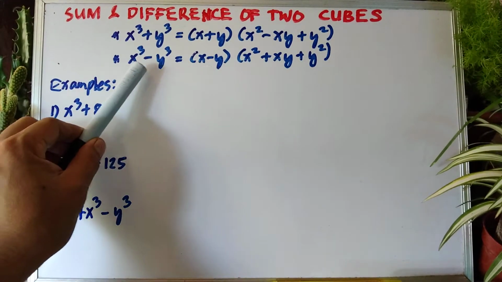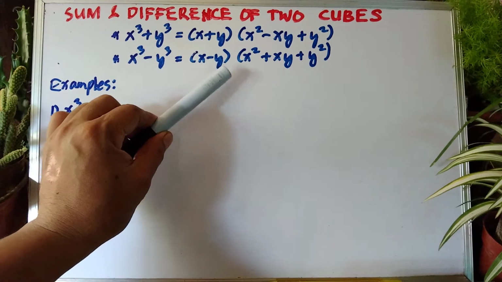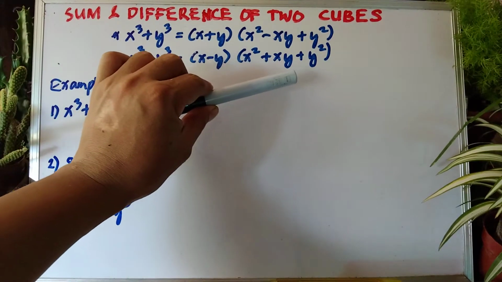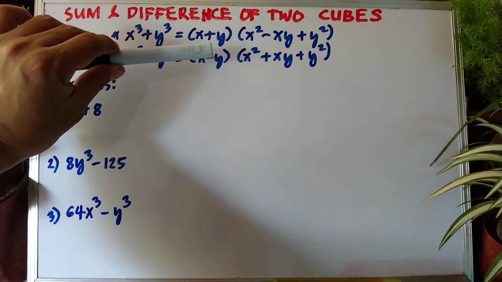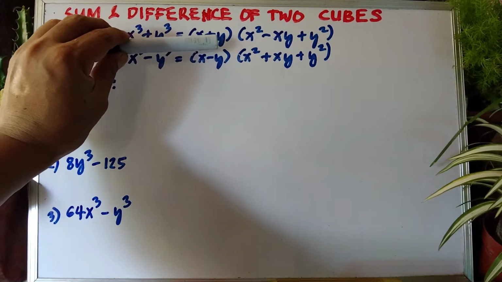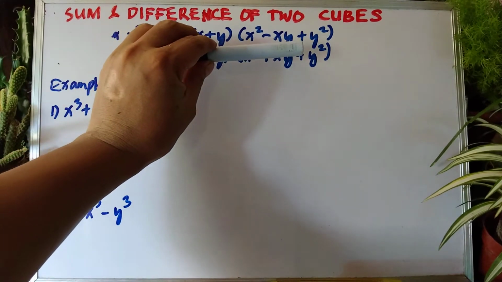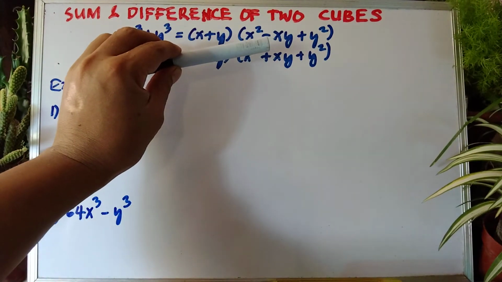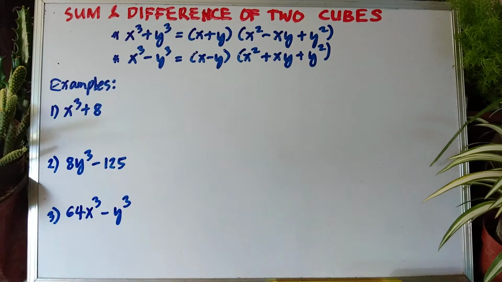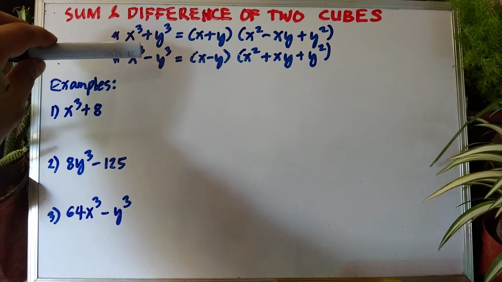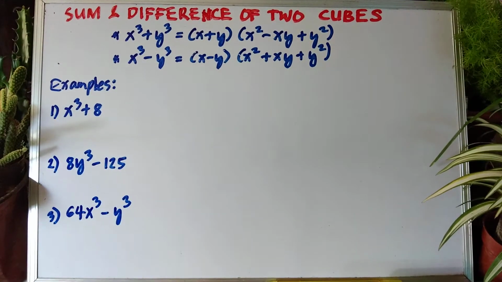When it is the difference of two cubes, you write the first factor as x minus y, while the second factor would be all positive. Look at the pattern. When it is the sum of two cubes, the first factor is the sum of the cube roots of the first term and second term, while the second factor would have minus in the second term. Just try to analyze the formula in getting the factored form of the sum and difference of two cubes.